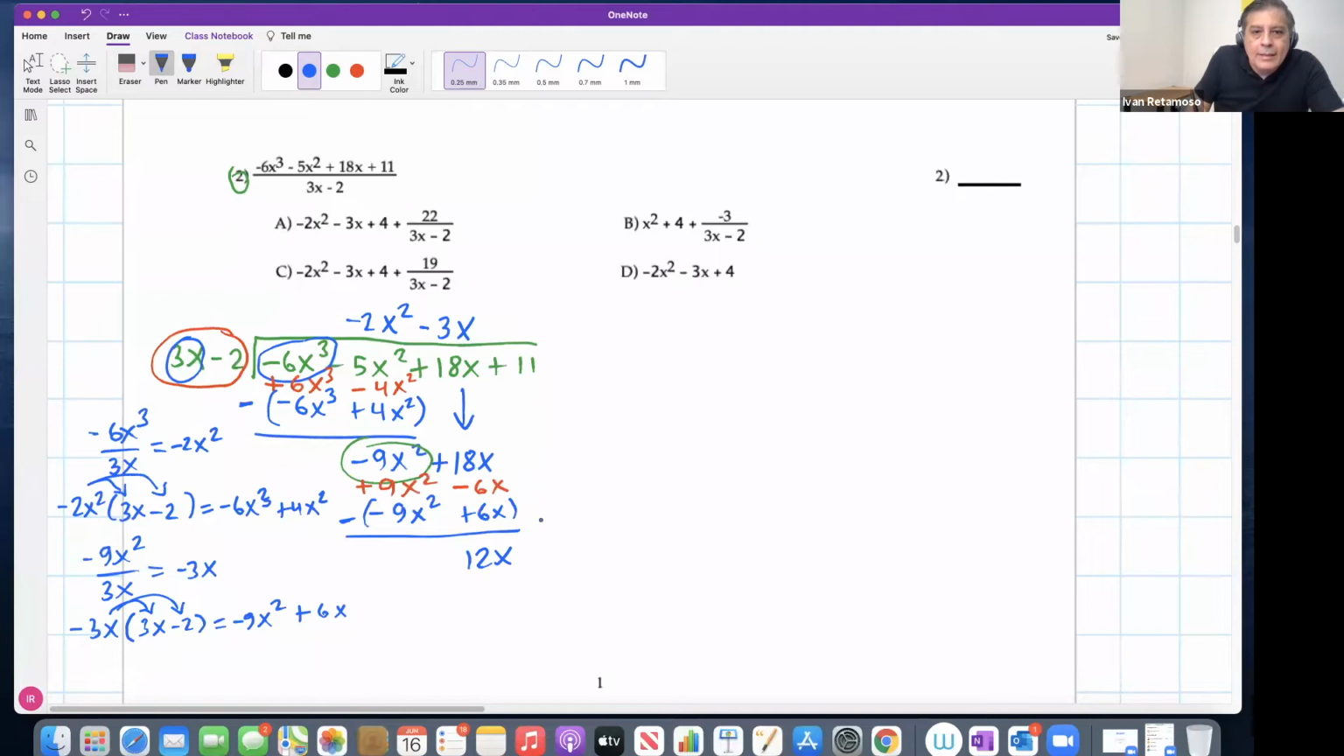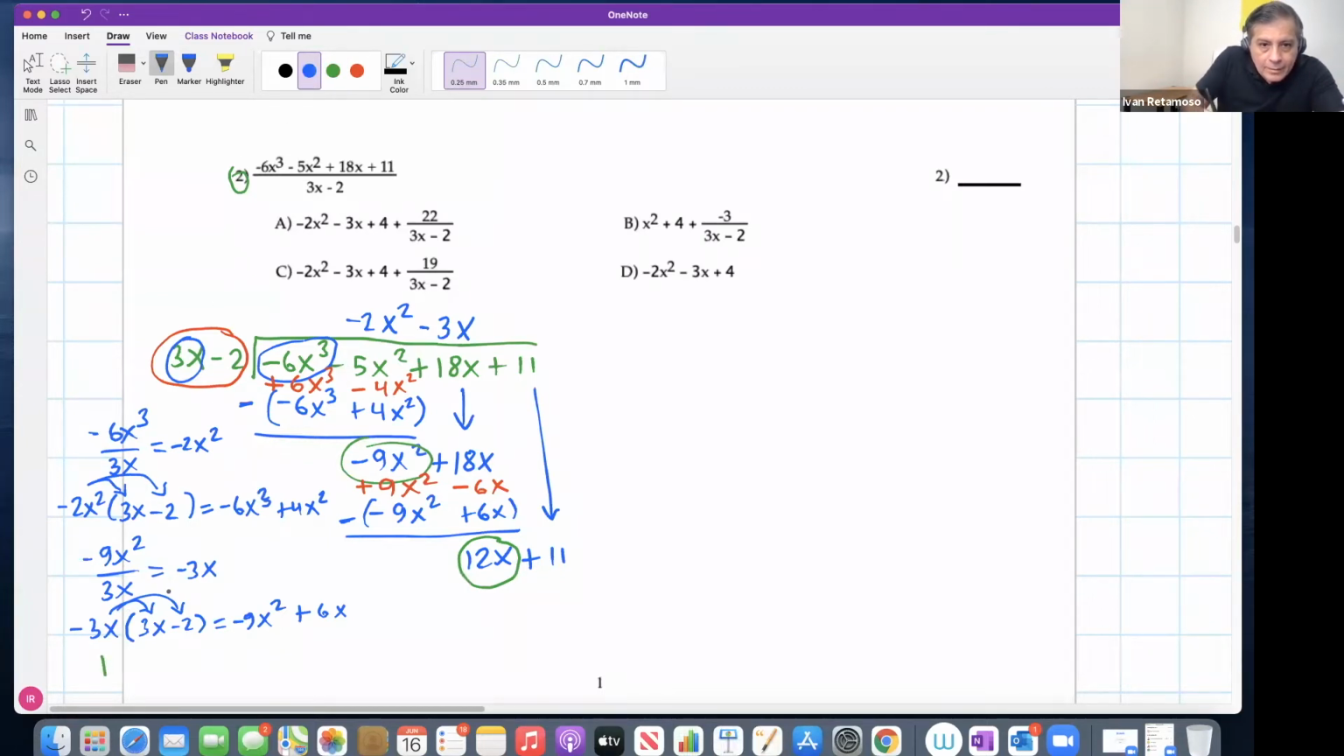One more term here, the constant term, which means that you have to bring it down, plus 11. And one more time you do this. Try to recall this, guys, for your homework. So now 12x divided by 3x.